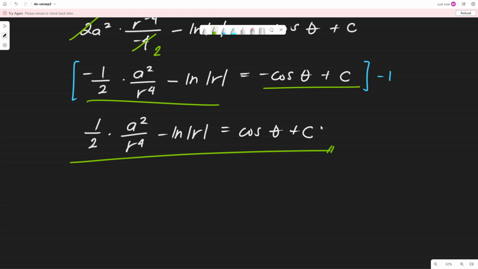Kailan natin ginagawa yung e raised to ln? Kapag lahat ng terms ay may ln, no? Except, of course, for the arbitrary constant, no? So, ayun, no? Ginagawa lang natin yon kapag mayroong ln lahat ng terms. Pero pag ganito na isa lang yung may ln, okay na yon, no? No need to operate this using e raised to ln.